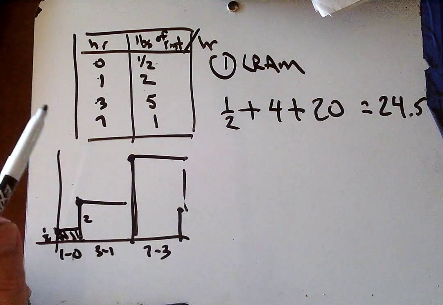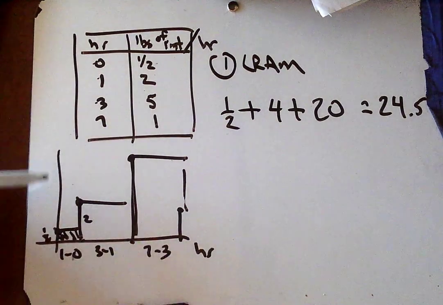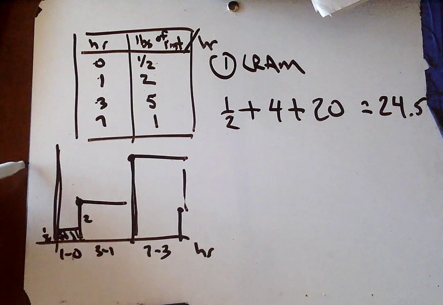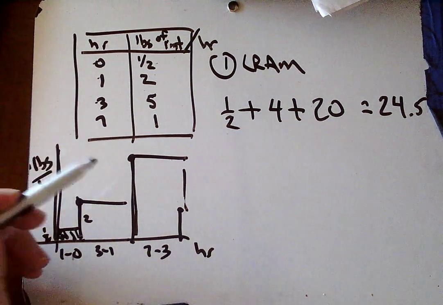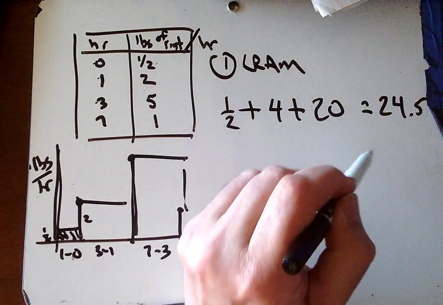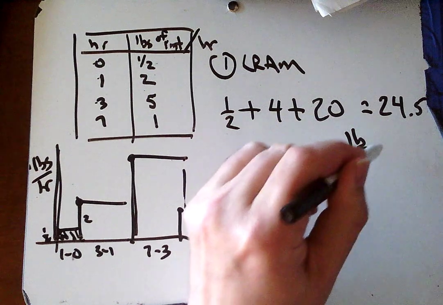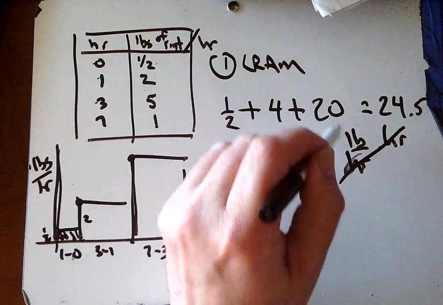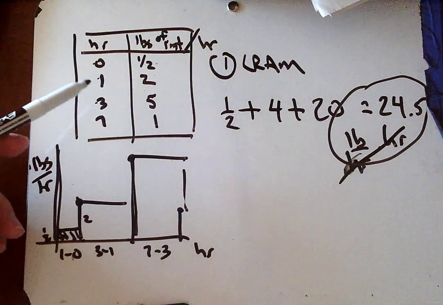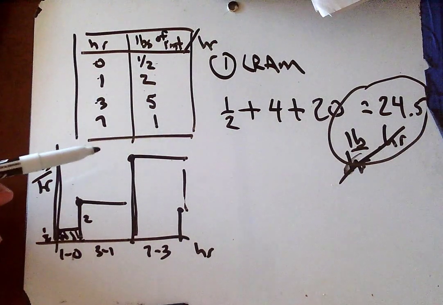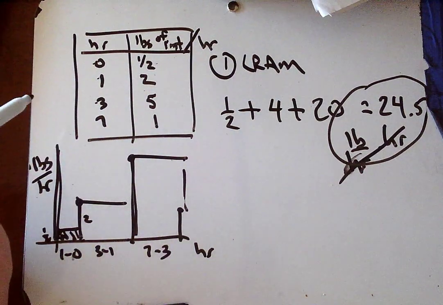Now, what about the units? Well, what we did was we multiplied these units, which are hours, times these units, which are pounds per hour, pounds of lint per hour. And when we multiply pounds per hour times hours, those are going to cancel. And so what we're going to have then is the total amount, an estimate of the total amount of lint gathered in those first 7 hours.